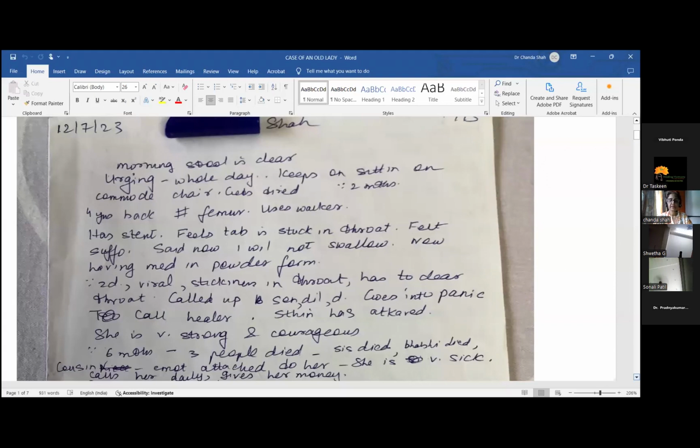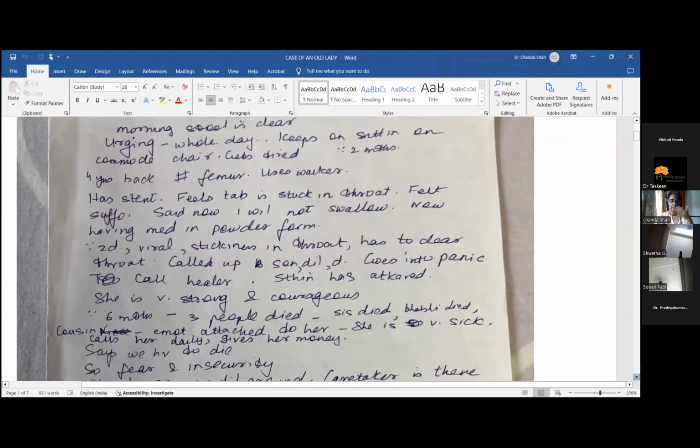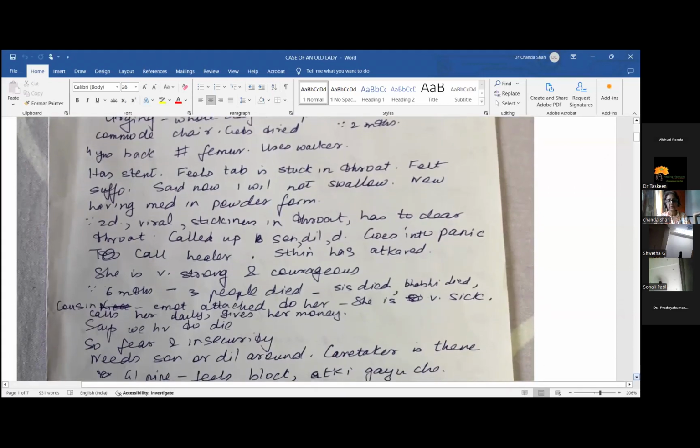And then that time she called up her son, daughter-in-law, daughter. Okay. She goes into panic. And she even calls up the healer. Okay. Because something is happening to me. Like something is stuck in the throat. Okay. Something has atkaud. You know, like something is coming in the way. Something is obstructing. So that homeopath said, otherwise she is very strong and courageous.